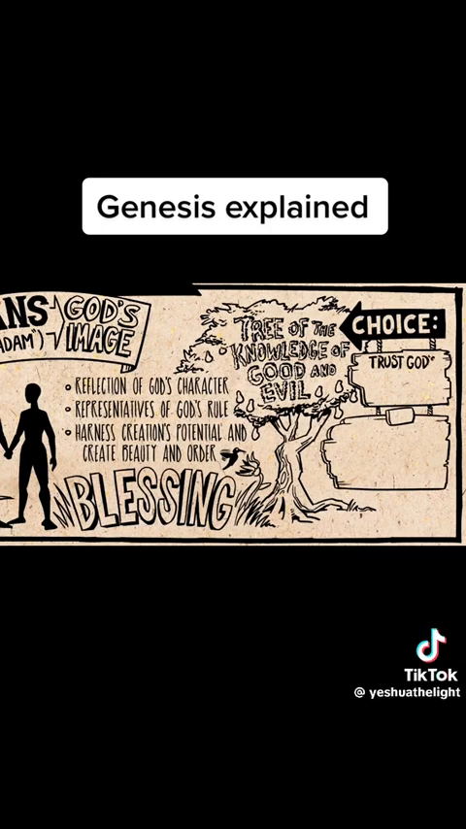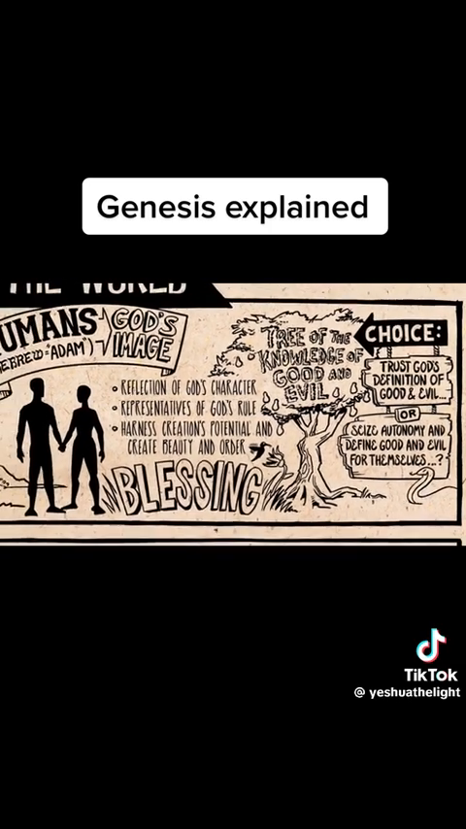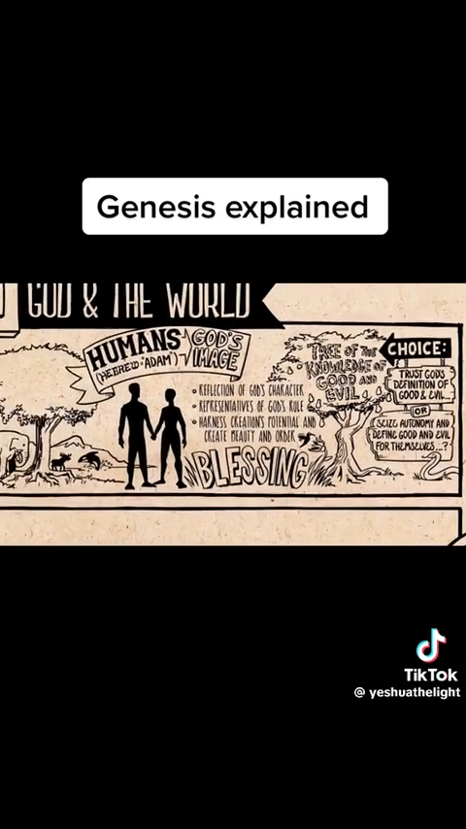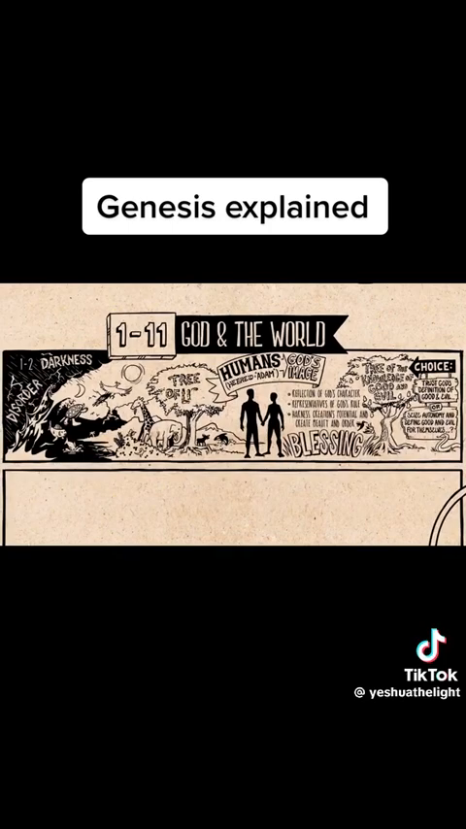Are they going to trust God's definition of good and evil, or are they going to seize autonomy and define good and evil for themselves? And the stakes are really high. To rebel against God is to embrace death, because you're turning away from the giver of life himself. This is represented by the tree of life.